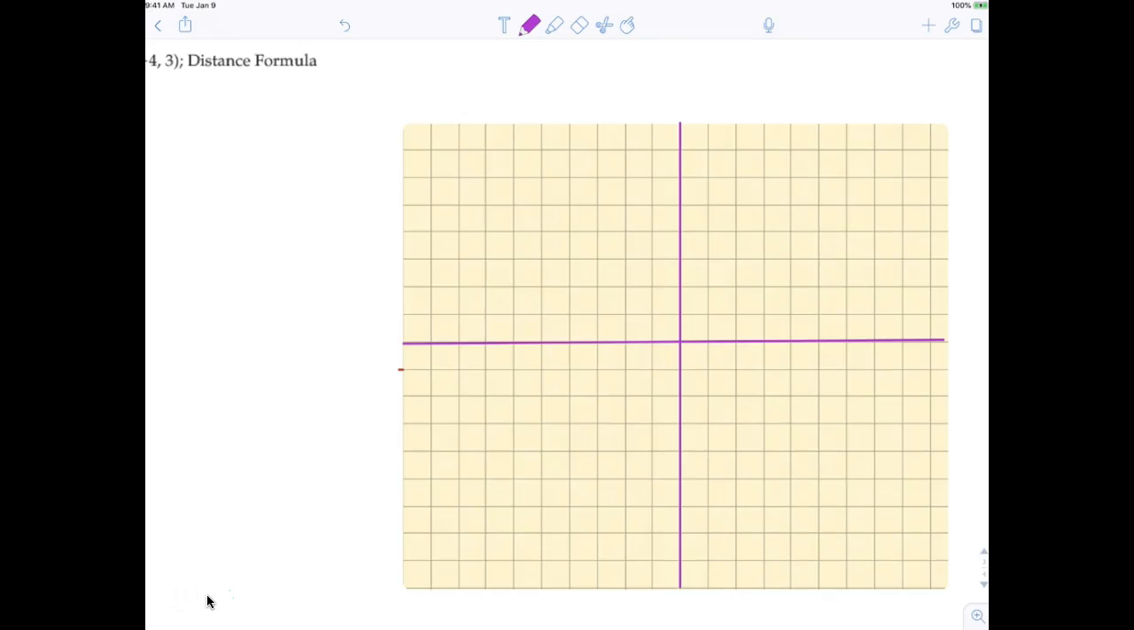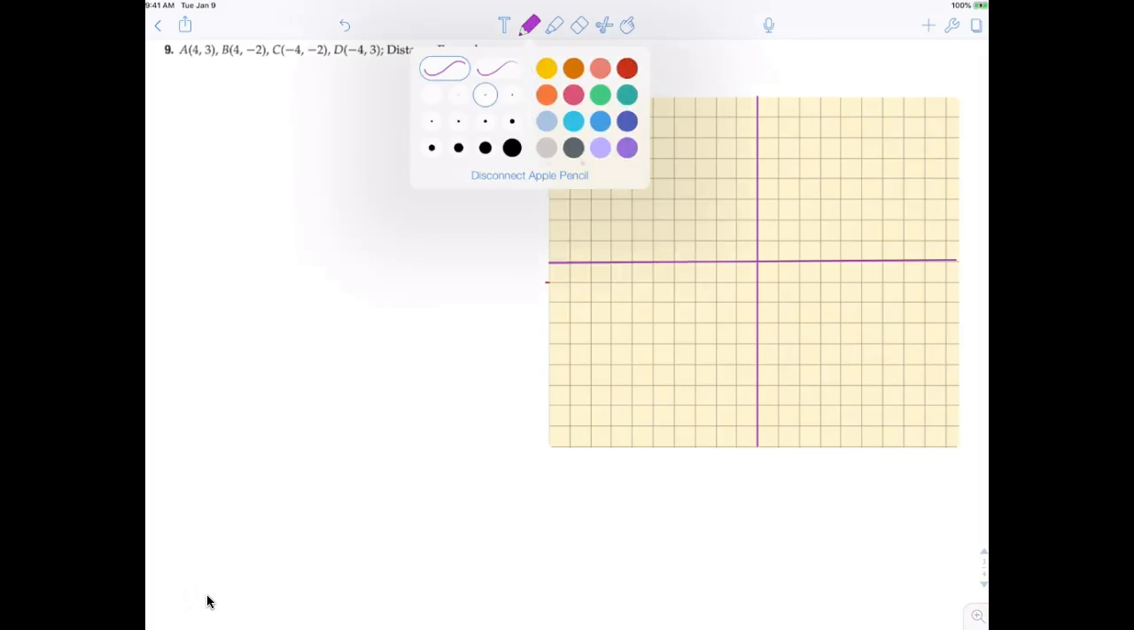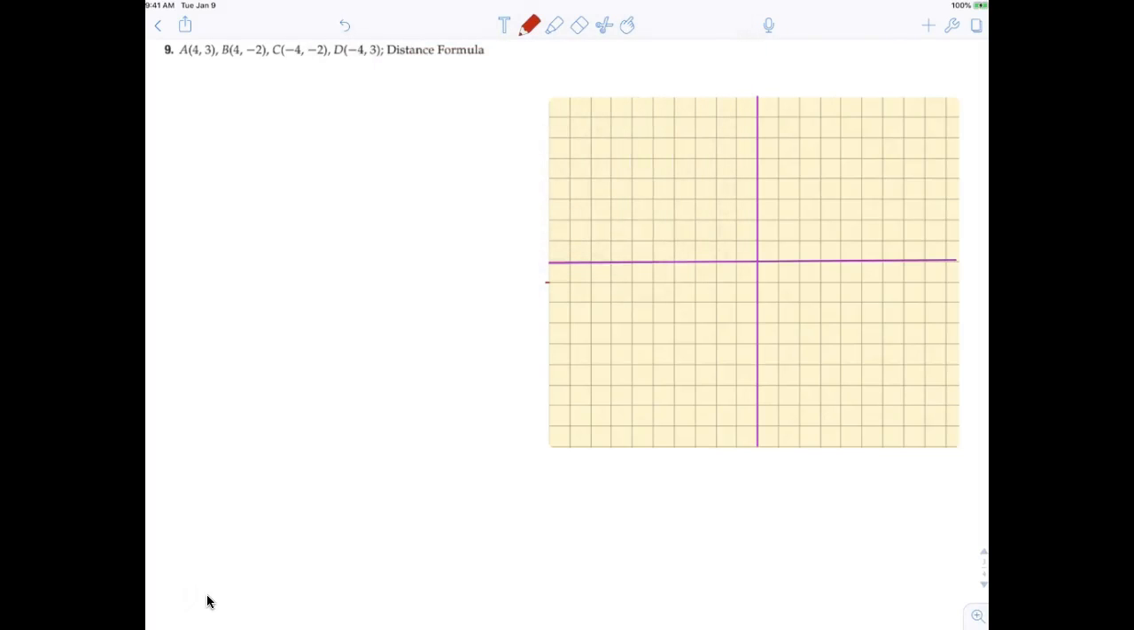So everybody with me on this? All right. So here we go. Let's graph this out now. Let's graph this one and see if it's any better. So 4, 3.